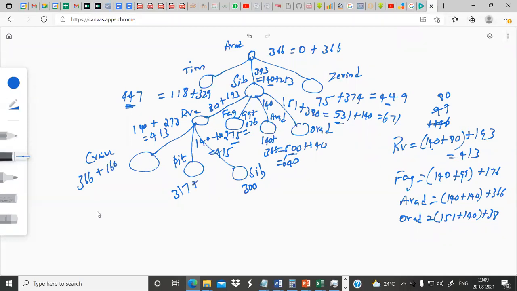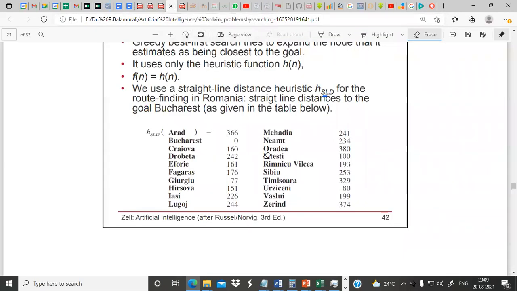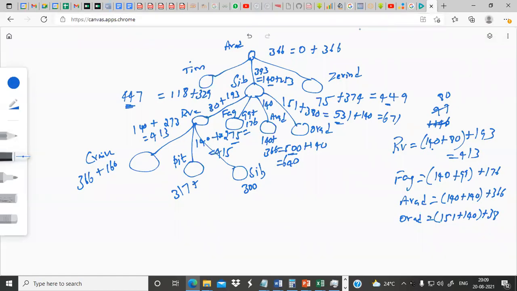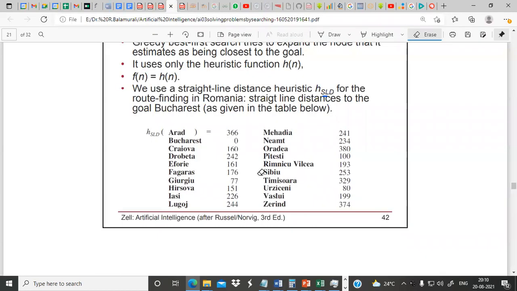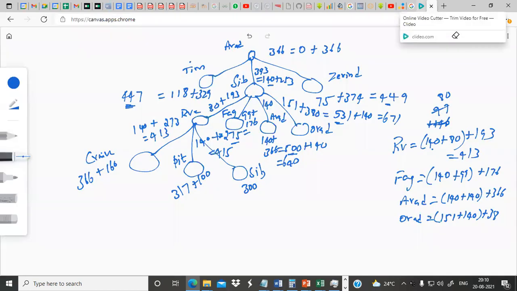Similarly, from Pitesti, the heuristic cost is 100. So to this we have to add 100. And from CBU, I mean heuristic cost, all these are heuristic costs, it is 253. So to this we have to add 253.